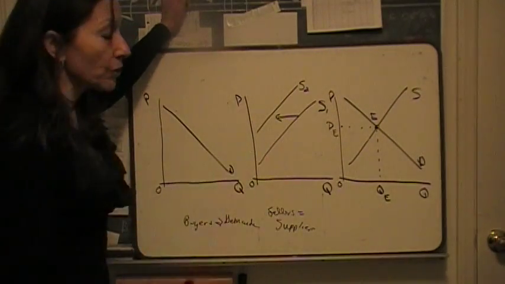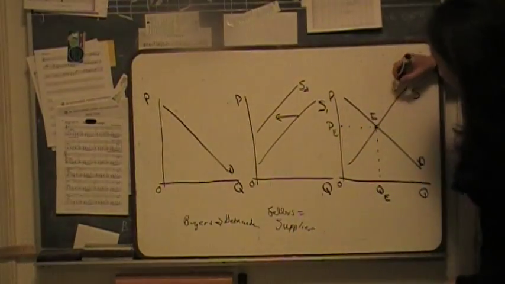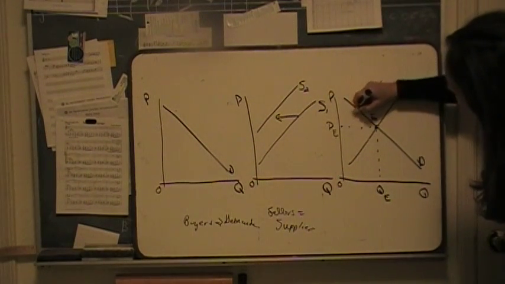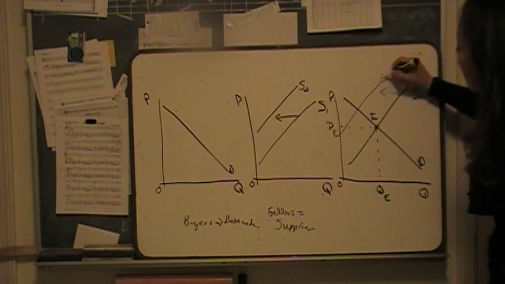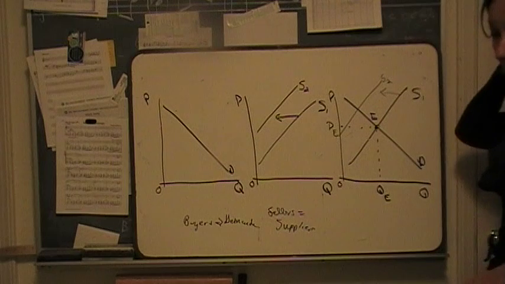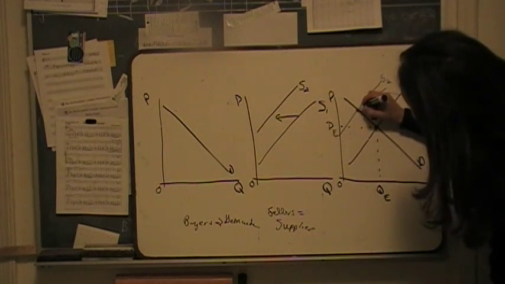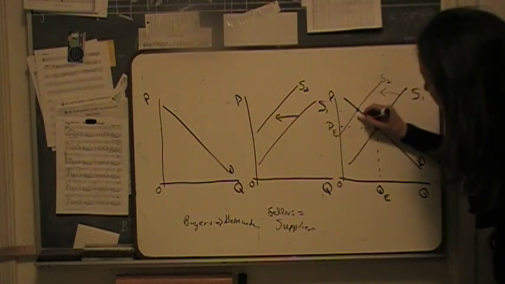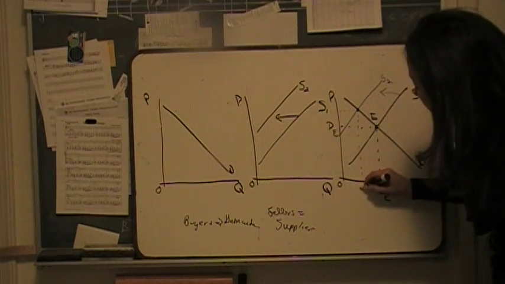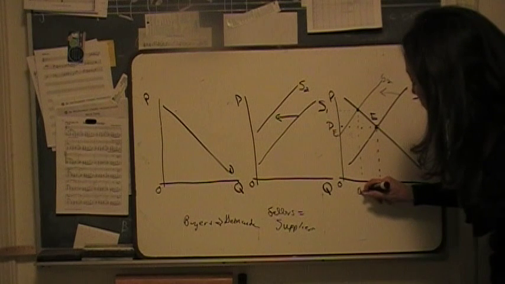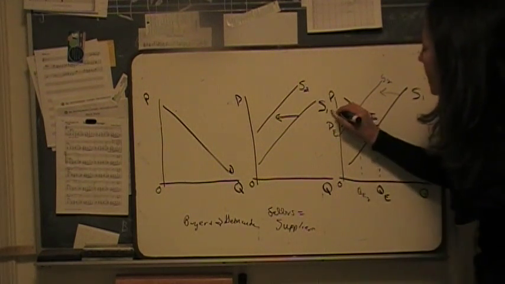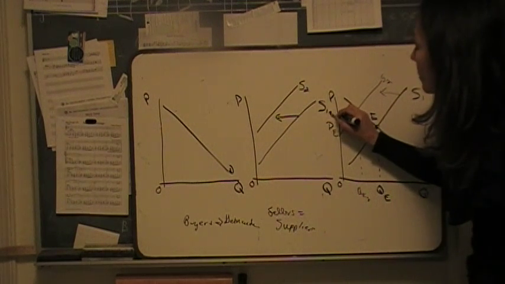If you go over here to your market, what happens when the supply curve shifts to the left? Here you have supply shifting to the left, and you can see here that the price is going to be higher. Also, the amount of product is going to be less. We have a new equilibrium quantity, E2, and a new equilibrium price.